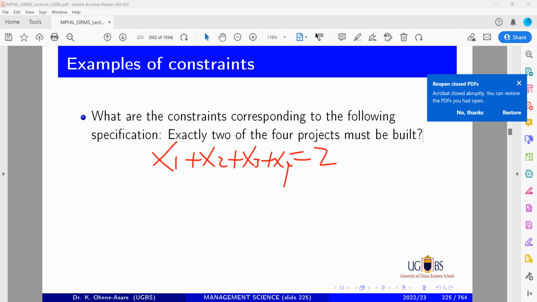So let me ask you. If x1 is 0 and x4 is 1, what is x2? Let me check you here. If x1 is 0 and x4 is 1, what is x2? You can raise your hand and tell me.